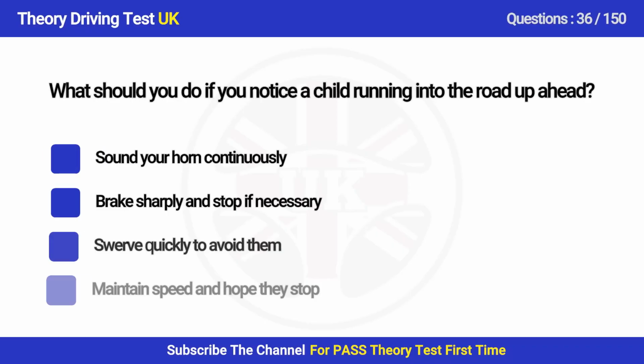Question 36. What should you do if you notice a child running into the road up ahead? A. Sound your horn continuously. B. Brake sharply and stop if necessary. C. Swerve quickly to avoid them. D. Maintain speed and hope they stop.